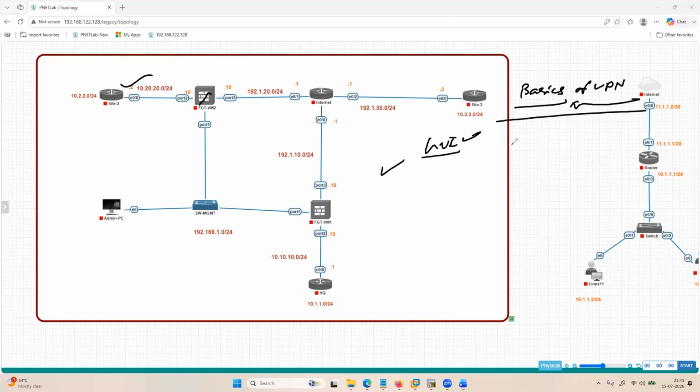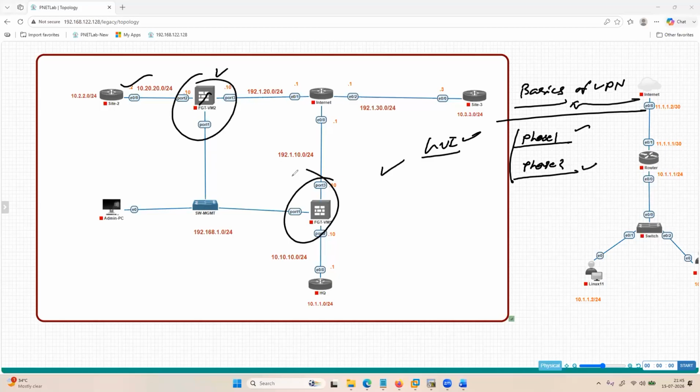That is where most of the people get stuck in the interview, right? They ask you about phases. Explain phase 1 and phase 2. Very frequently asked question, guys. People even know how to configure these VPNs, but if they are asked to explain phase 1 and phase 2, people get confused or just lose their confidence. Why? They're lacking the basics of VPN.